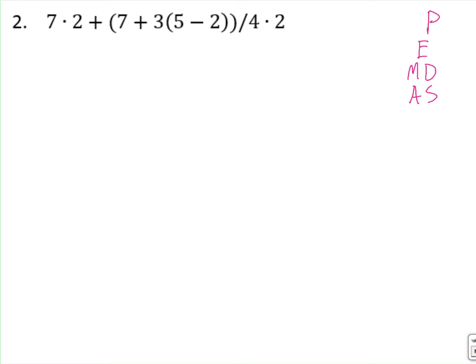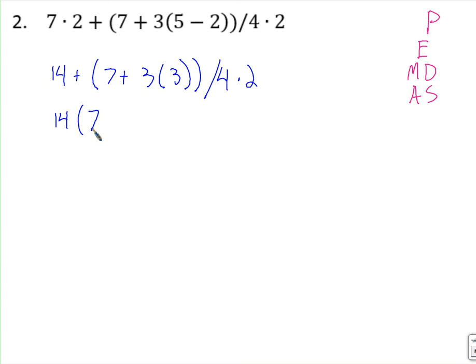And then exponents, there's no exponents, and multiplication and division. So I guess parentheses does come first, but that means I can't multiply this 7 times 2. Doesn't really affect anything. Okay, so this is 14 plus, I'll make sure to take care of these parentheses first, plus 3 times 3. Okay, and then there's divide by 4 times 2. Okay, let's see. Well, I can't really do anything with this 14 plus until I have a number to add to it, so we'll work on this parentheses.